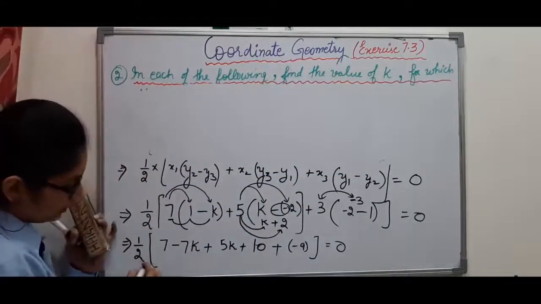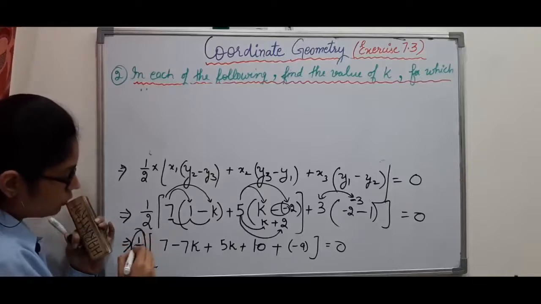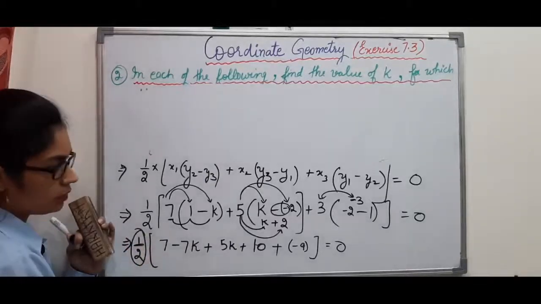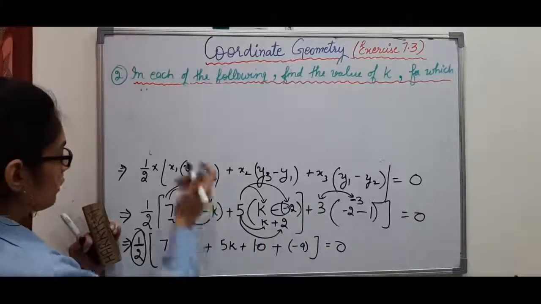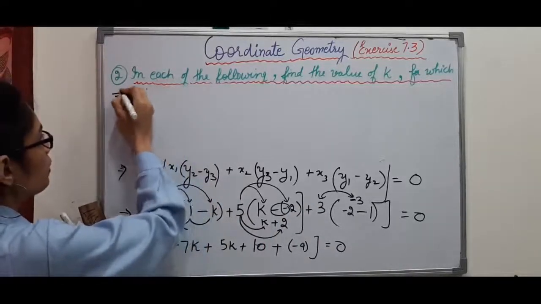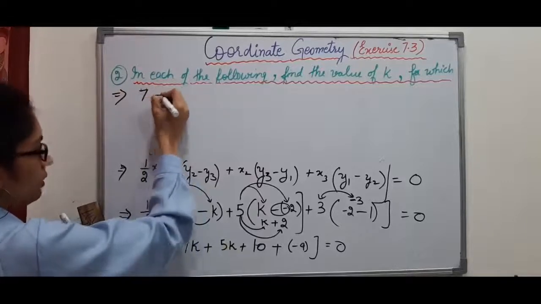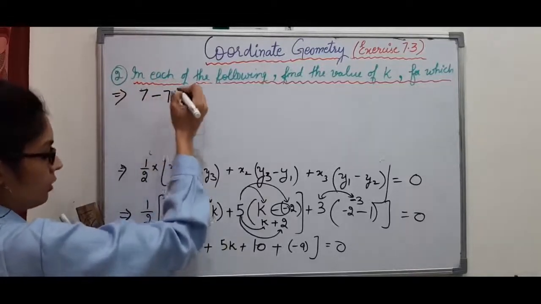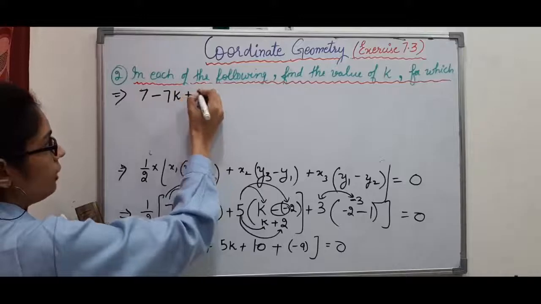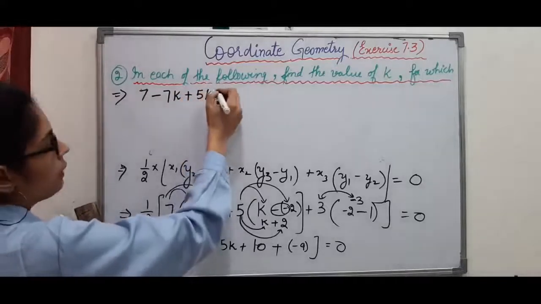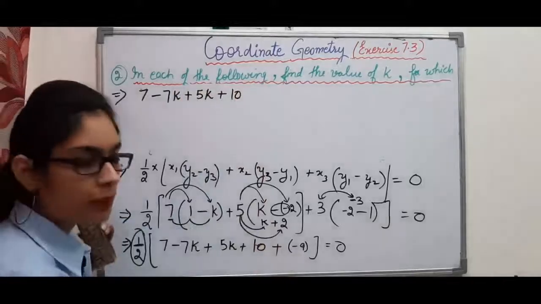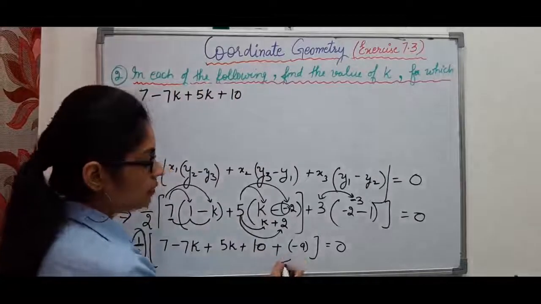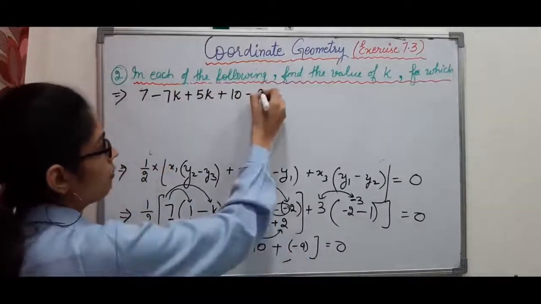Now this 1 by 2, see this 2 is getting divided this side, let's shift it to other side, so it will get multiplied with 0 and remaining inside terms we will write as it is. So 7 minus 7k plus 5k plus 10. So again two signs are together, we have to make it a single sign, plus minus is minus, so 10 minus 9 we can write.